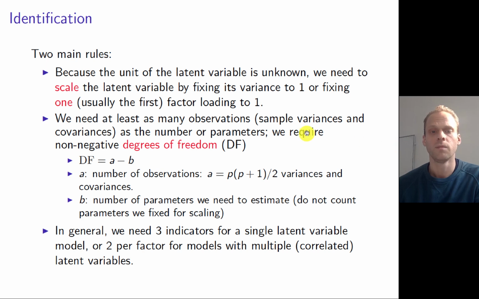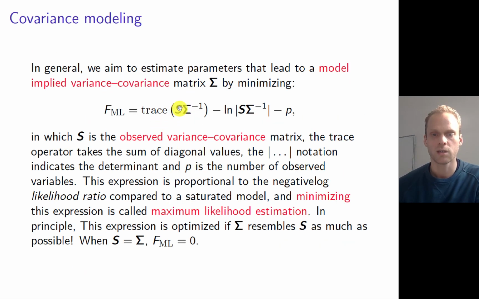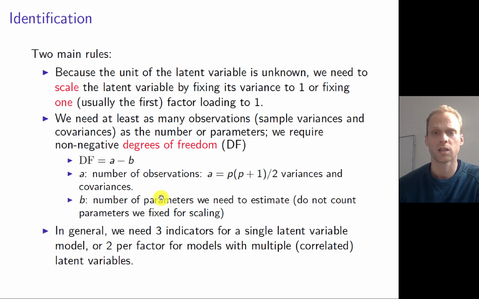The degrees of freedom are the difference between how many observations we have and how many parameters we wish to estimate. So A minus B, where A is the number of observations and B is the number of parameters. We are fitting our model to the variance covariance structure. So in this expression here, S is our observed information and the elements of sigma are our unobserved information, or parameters we wish to estimate. That means that we need at least as many observations as the number of parameters we wish to estimate.